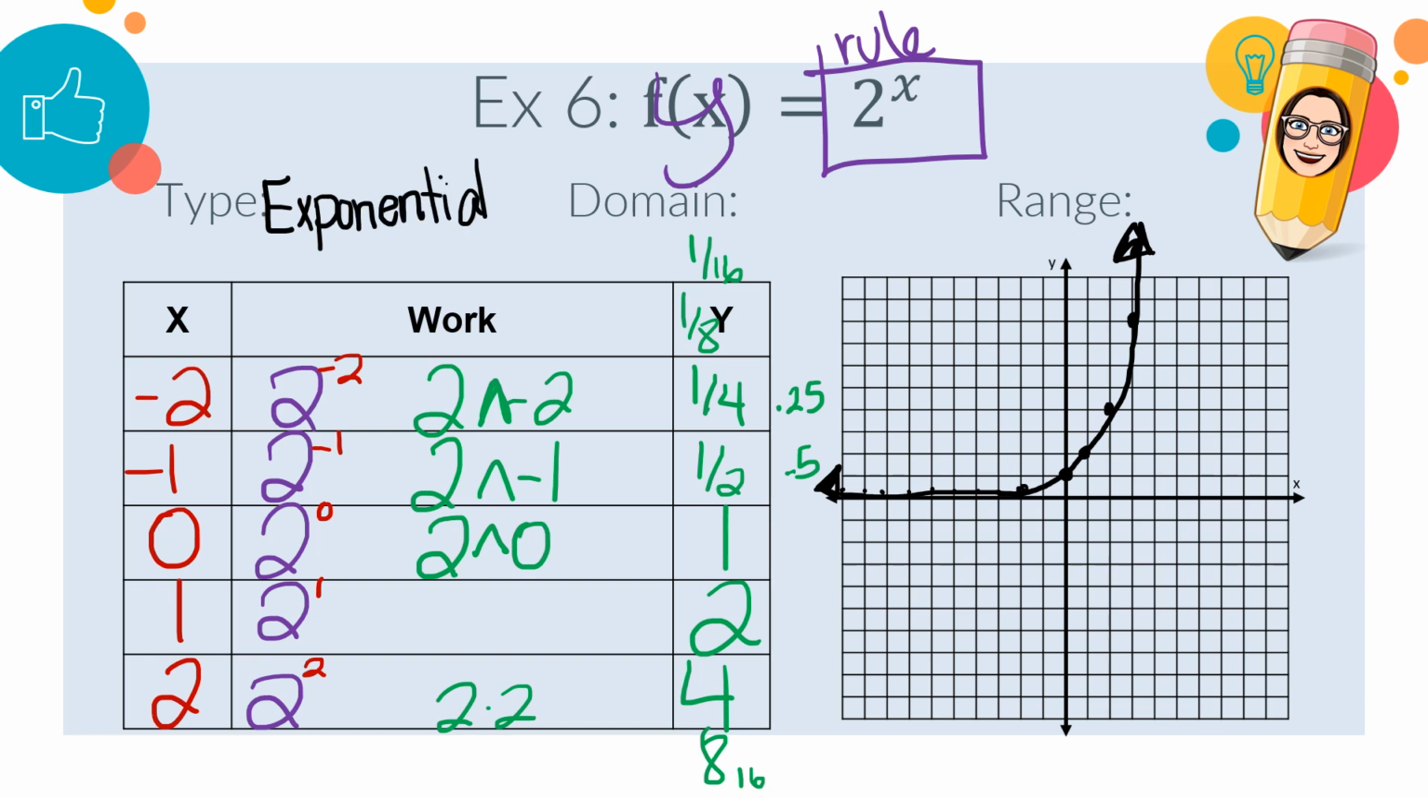So let's talk about the domain. This graph is forever going left, and it is forever going right, right? I could plug in x values. They're going to be really steep, but I could keep going. Range, it's going forever up for sure, right?